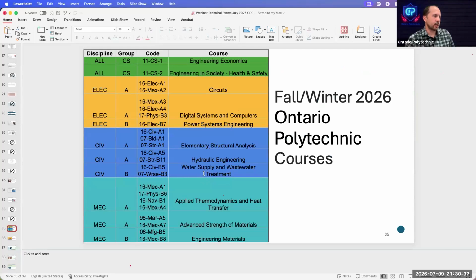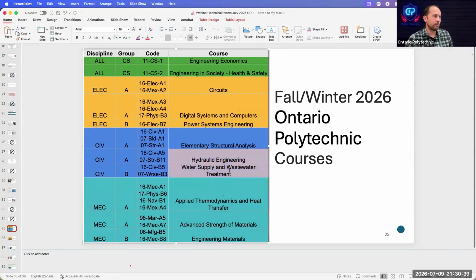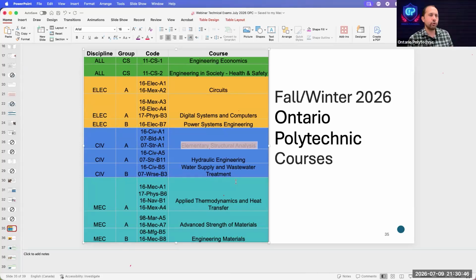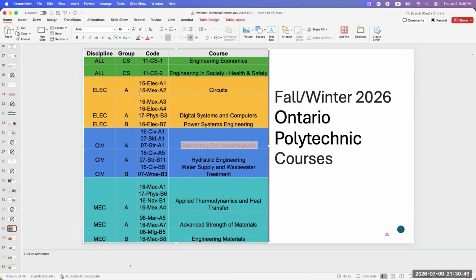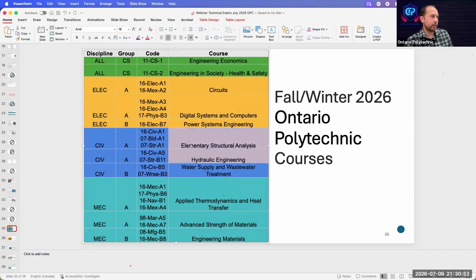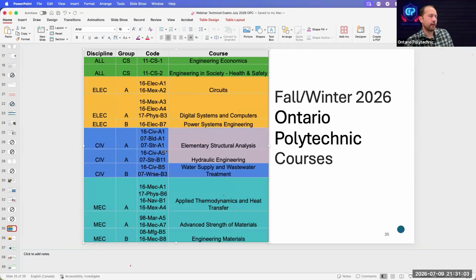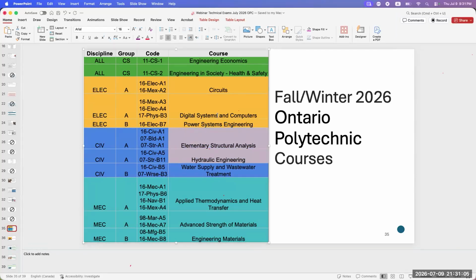If it's civil construction, we offer hydraulic and wastewater treatment and elementary structures. Which one would you say is easier to pass? Okay, the easy ones are the first two, both in group A: elementary structural analysis and hydraulic engineering. Okay, so civil A1 and civil A5. Yes. Okay, I got it. All right, thank you.